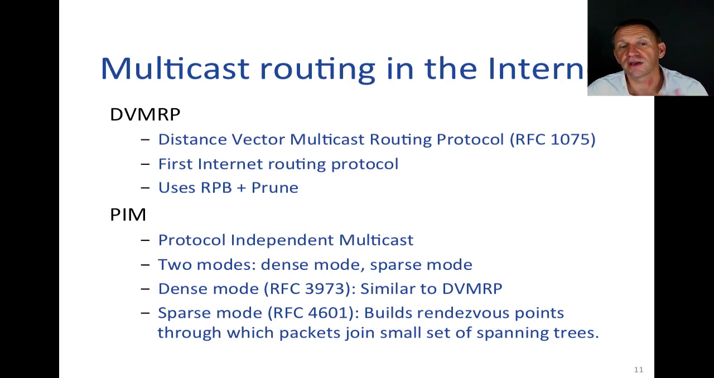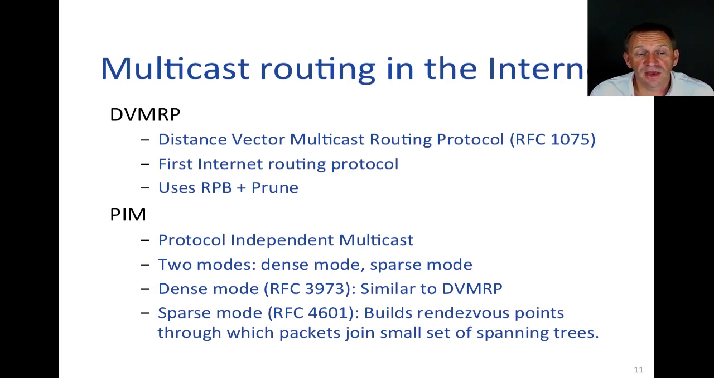An alternative way is called sparse mode PIM, in which a relatively small number of the routers are expected to be involved in the multicast, and therefore it would be very inefficient to do the RPB plus prune because there would be way too many prune messages in the network. And in this case, it explicitly builds rendezvous points through which the packets that are sent will join a small set of spanning trees from the rendezvous points to all of the destinations of a group. And so a lot of work went into how you pick these rendezvous points. It's a fairly subtle problem in its own right.